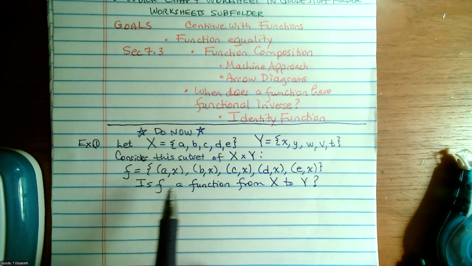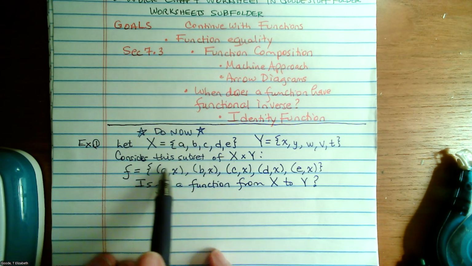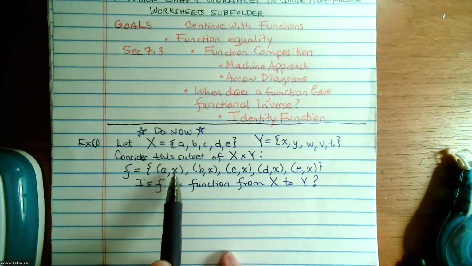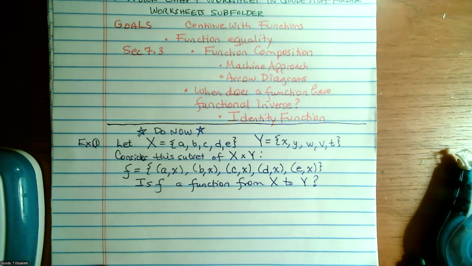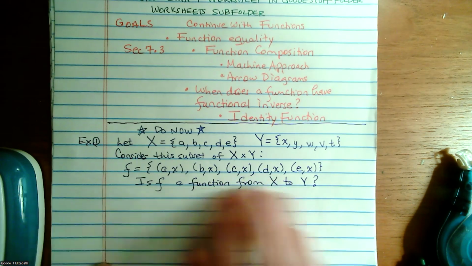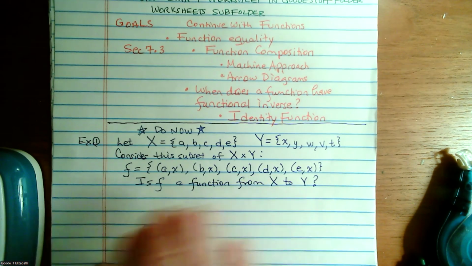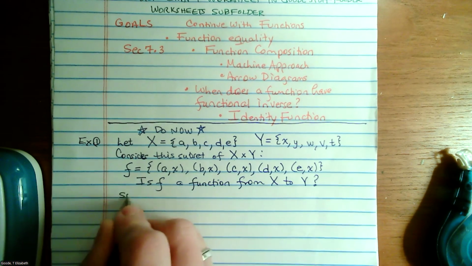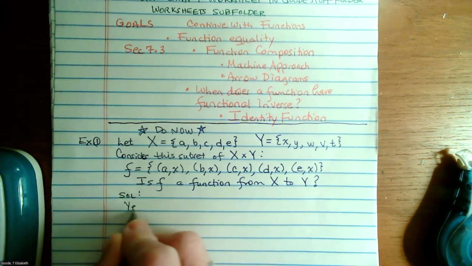Okay? Doesn't matter which one. It doesn't matter which codomain element they pair with. They just have to pair with exactly one. So it's not a one-to-one function, okay? It breaks the one-to-one property about as badly as it possibly could. But the solution is yes.